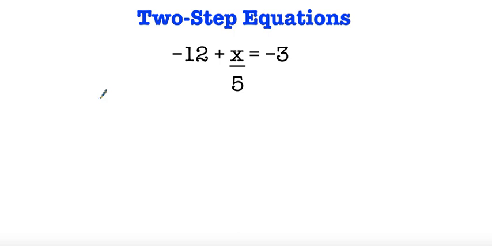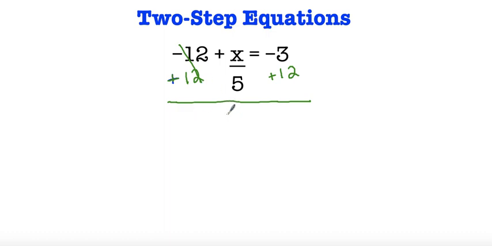So here I have negative 12 plus x divided by 5 is equal to negative 3. Remember again that your goal is always to isolate the x. So in order to get rid of this negative 12, we're going to have to add 12 on both sides. So negative 12 and positive 12 cancel out because they're opposites, and that equals 0.